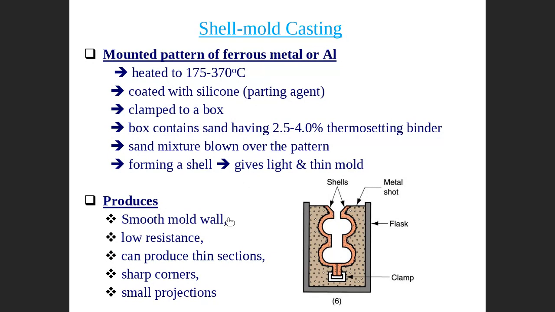Then you can take the part out. This produces a smooth mold wall with low resistance. This is the mold wall, on the inside. This kind of wall is very smooth and low resistance compared with the sand mold. Quality is higher. There is no moisture, so no defects happen due to moisture, gases, and bubbles. Sharp corners can be produced, and small projections can be made.